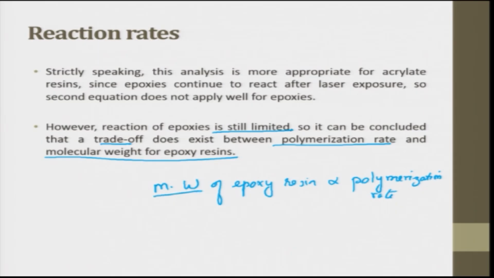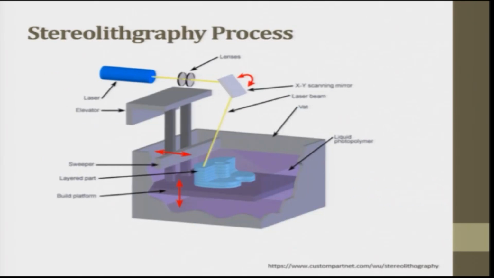Okay. So, molecular weight, you can try to play with the molecular weight and then try to get the polymerization reaction. So, now let us understand more in detail about the process called stereolithography. Stereolithography is a process wherein we use a liquid photopolymer where the process of polymerization happens.